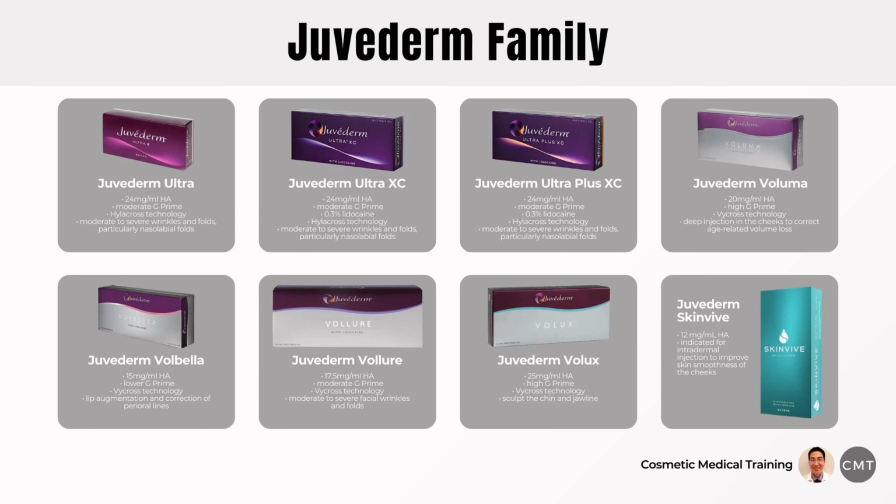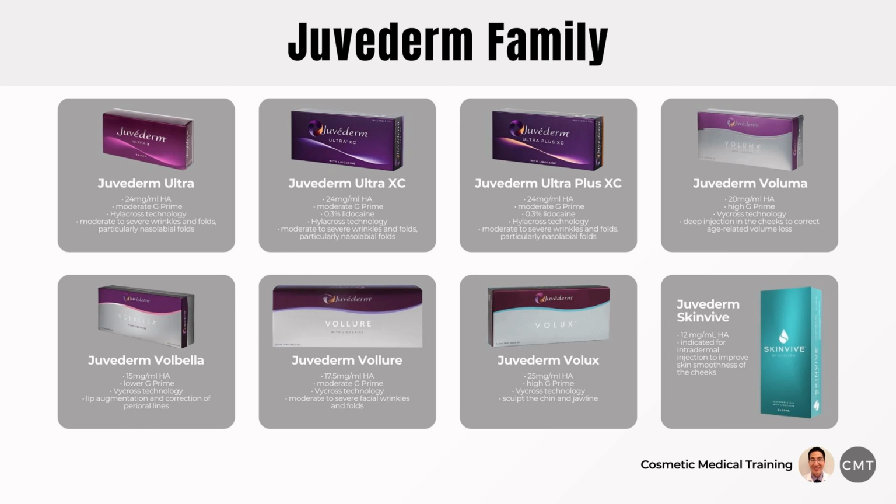Juvederm Voluma is tailored for the deep injection into the cheeks to correct age-related volume loss. It has a high G prime due to proprietary Vycross technology, which involves cross-linking low and high molecular weight HA and offers 20 milligrams per ml of HA.